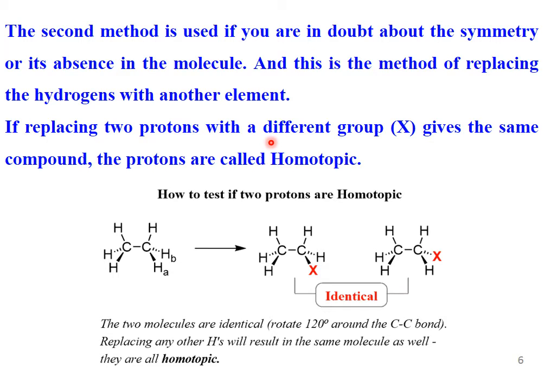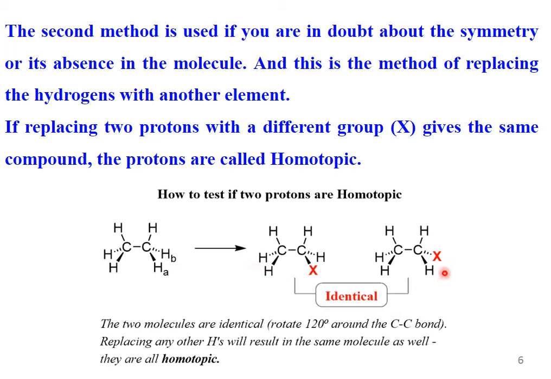How do we test if two protons are homotopic? You can see the protons HA and HB. If you replace HA with X, and HB with X, then you have to see whether the two product molecules are identical. The two molecules are identical, rotating 120 degrees around the C-C bond. Replacing any other hydrogen will result in the same molecule as well, so they are homotopic.